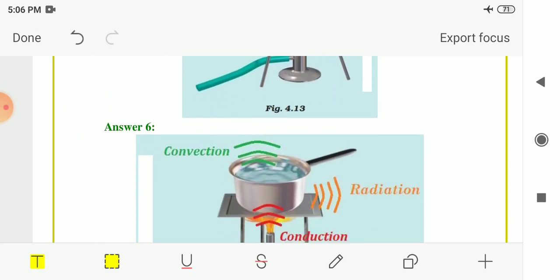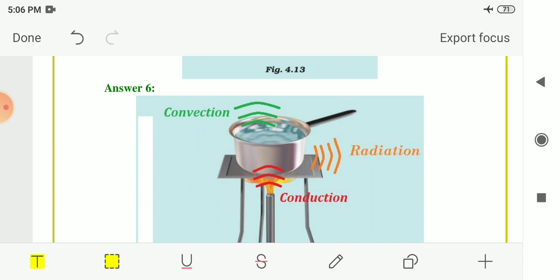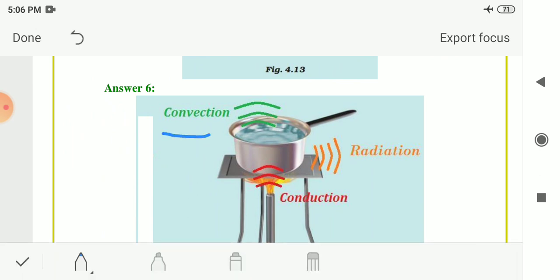So let me see the answer. Here as we can see, in the transfer of heat from the pan to the water, where the water is boiling, the transfer of heat takes place by the process of convection in the water. After the pan gets heated, transfer of heat takes place within the water by the process of convection. Then this pan is heated by the flame of the burner, that is by the process of conduction, and from the burner to the pan the heat is transferred by the process of radiation.